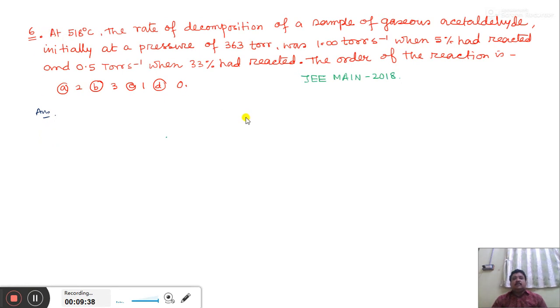Now the next problem came in the JEE Main 2018 exam. At 518 degrees centigrade, the decomposition of gaseous acetaldehyde, initially at a pressure of 363 torr, has a rate of pressure change of 1 torr per second when 5% had reacted, and 0.5 torr per second when 33% had reacted. So the order of the reaction is: option A 2, option B 3, option C 1, option D 0.